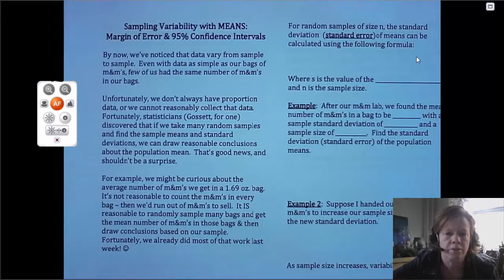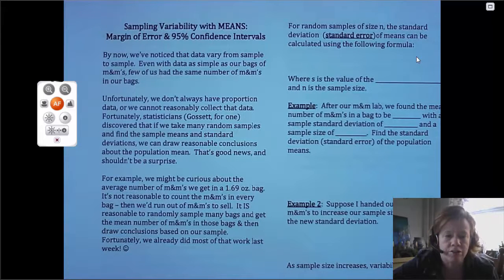Today we're going to talk about sampling variability with means and the margin of error and 95% confidence intervals that are attached to those measurements. So by now we've noticed that data vary from sample to sample. Even with data as simple as our bags of M&Ms, very few of us have the same number of M&Ms in our bags. Unfortunately, we don't always have proportion data, or we cannot reasonably collect that data.